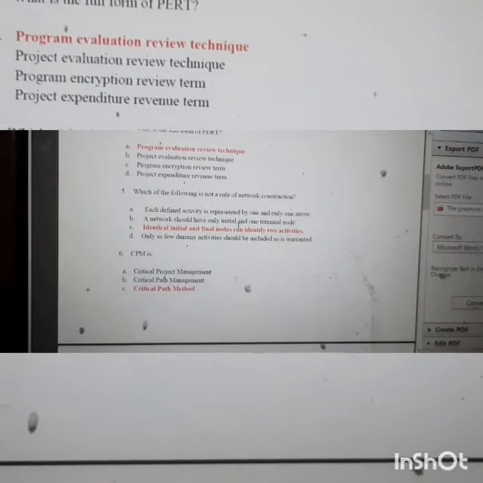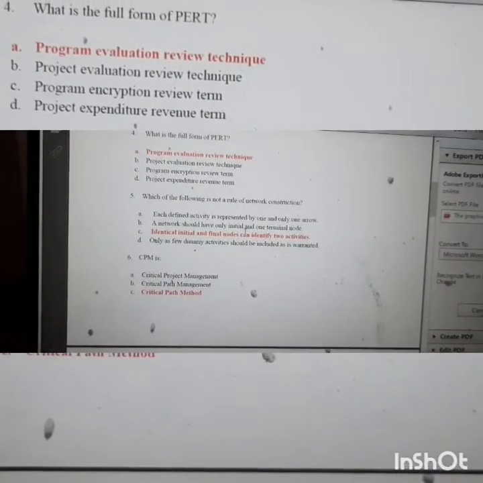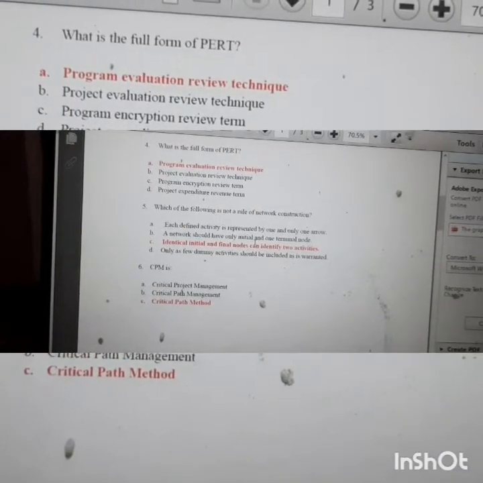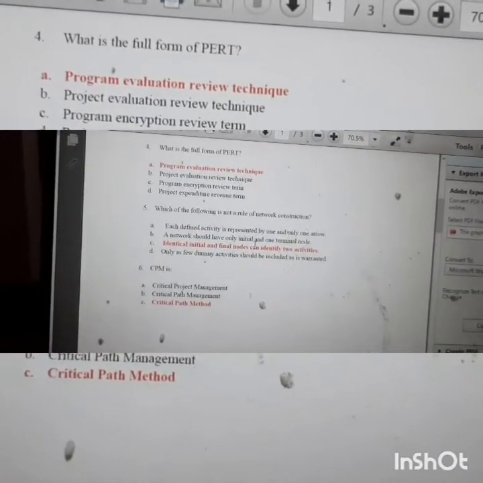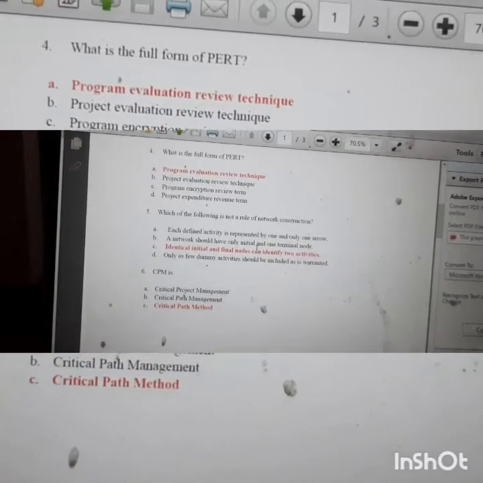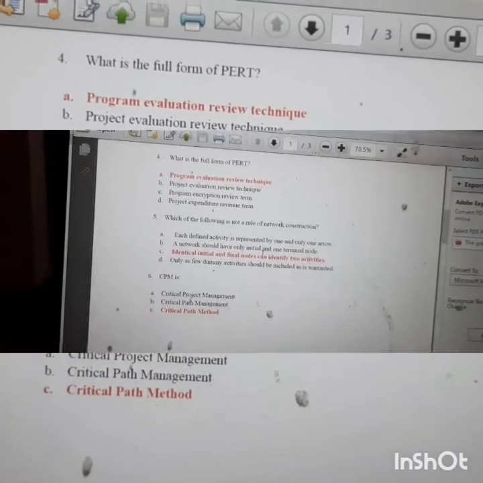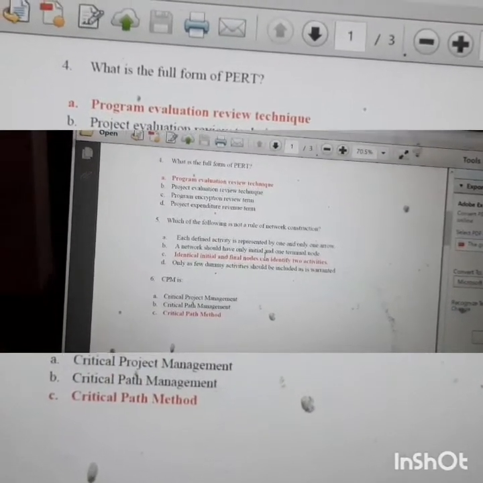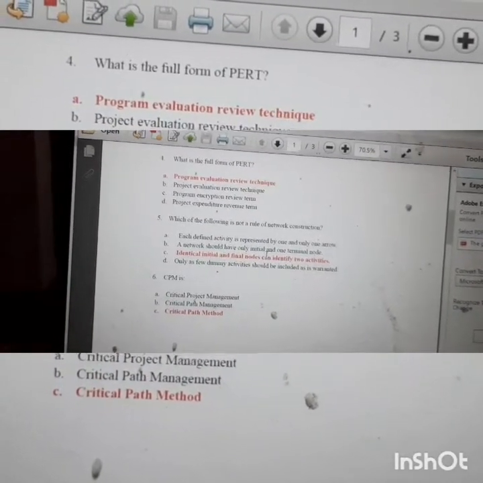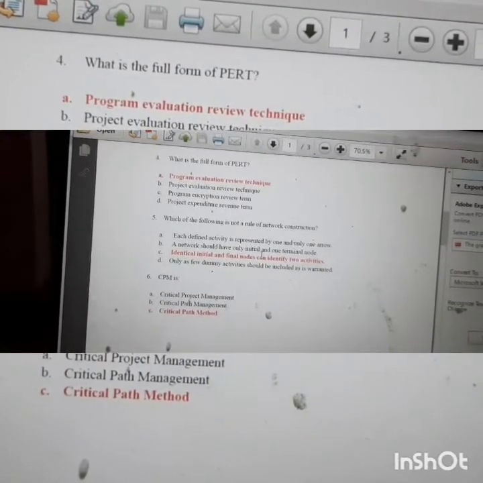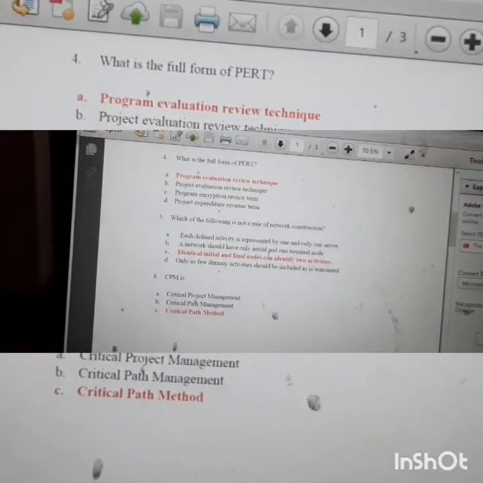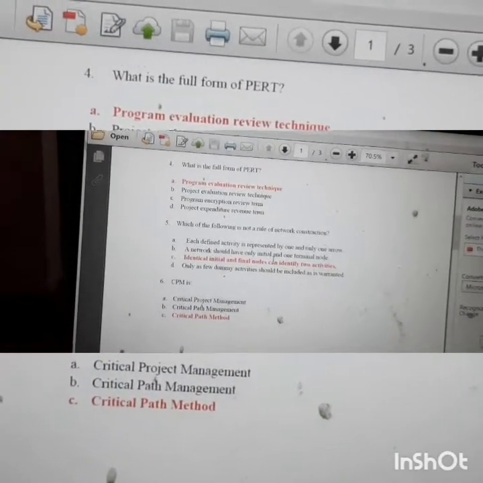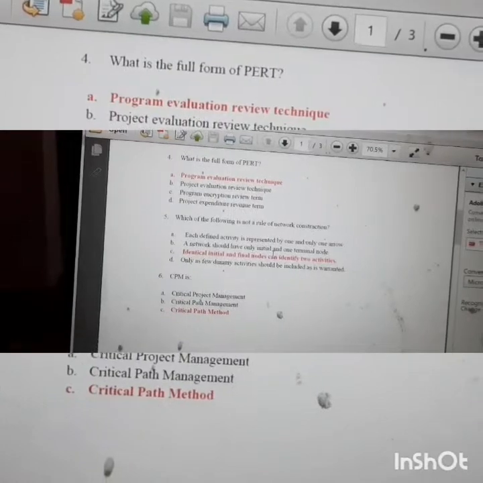Next question is, which one of the following is not a rule of network construction? The rules are: each defined activity is represented by one and only one arrow. That is true. Second, a network should have only one initial and one terminal node. That is also true. Next is, identical initial and final nodes can identify two activities. No, two activities cannot have the same starting and ending event. So this option is incorrect, and you don't need to go to option 4. The correct answer is option C. Next, CPM is the critical path method. I have already told you.